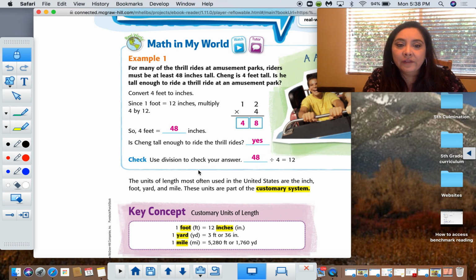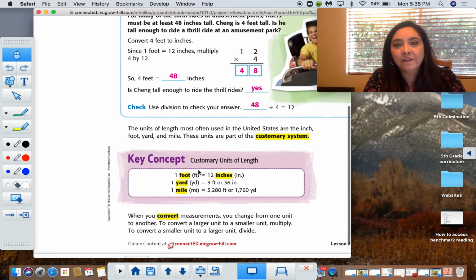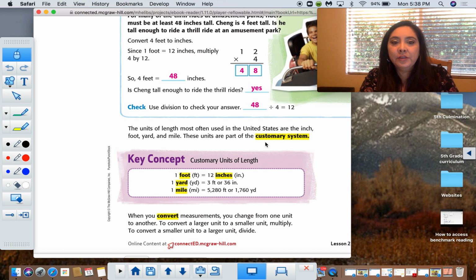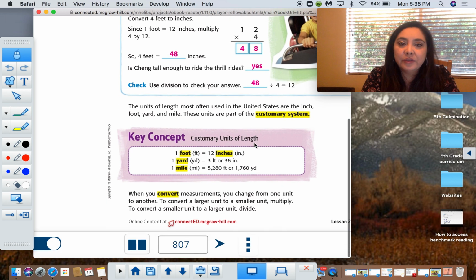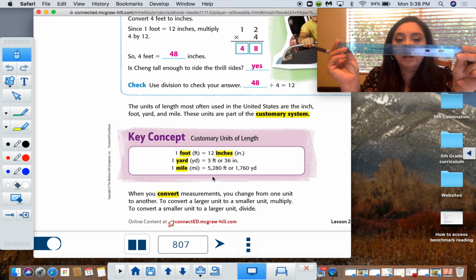The units of length most often used in the United States are inches, feet, yards, and miles. These units are part of the customary system. Other countries use something called the metric system. But in the United States we use the customary system. Key concepts, these are things to just know. These are things that should become common knowledge for you.